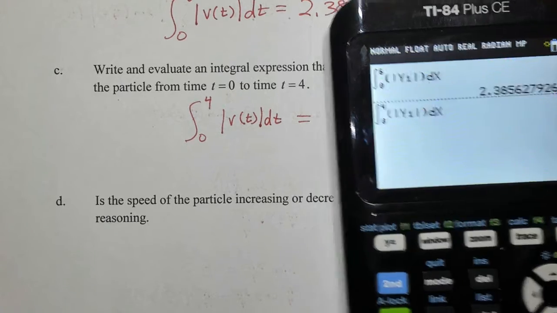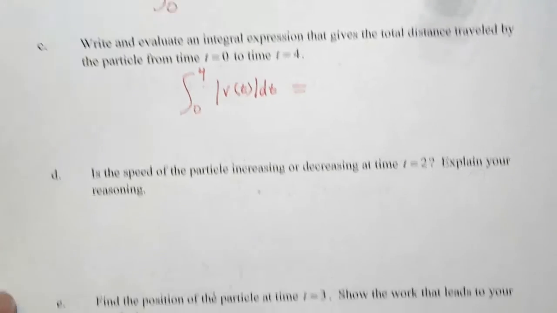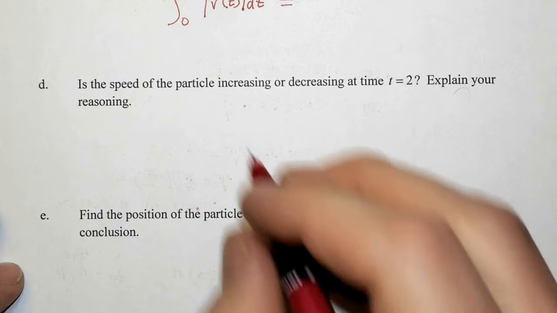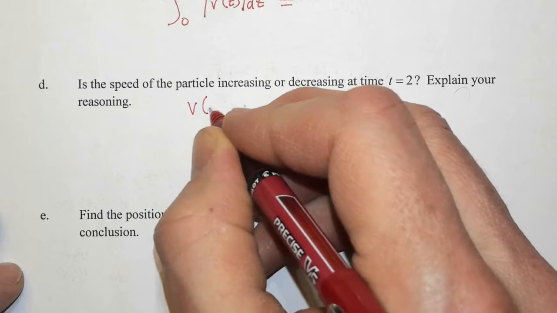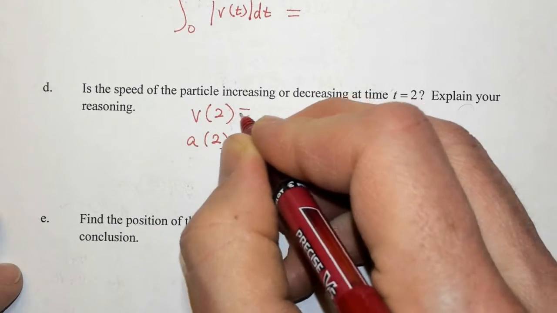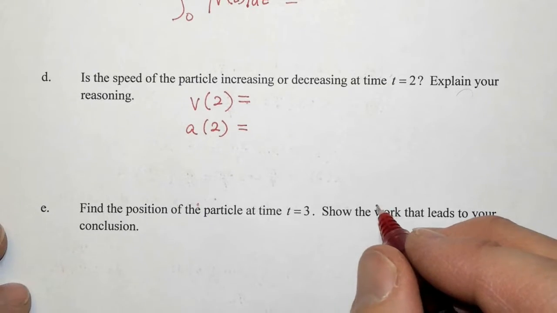And while it's thinking, we're going to actually go to part D. Is the speed of the particle increasing or decreasing at time t equals 2? So we know that we have to do v of 2 and a of 2 in order to find out if we have the same sign or different signs.